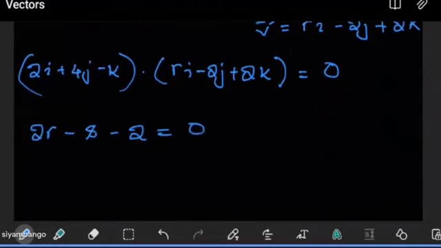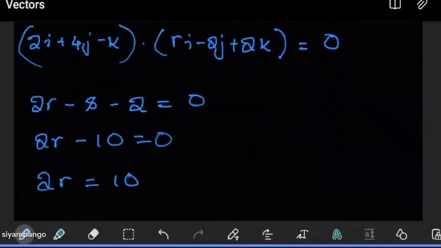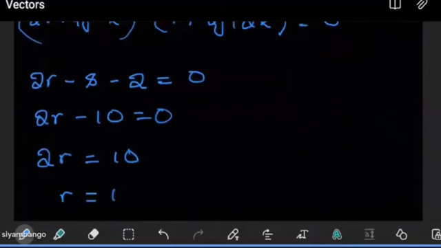So clearly, we have 2r minus 10 is equal to 0. 2r is equal to 10. And finally, r is equal to 10 over 2, or r is equal to 5. Then we're done.